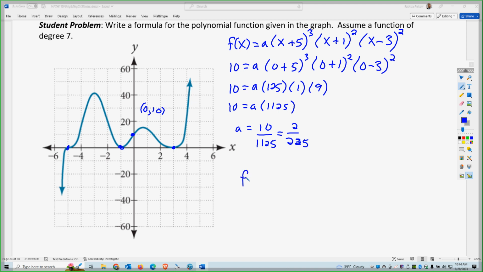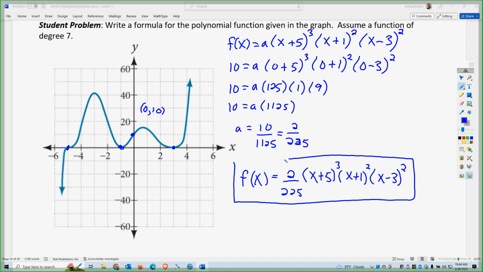So my function is actually 2 over 225, x plus 5 to the third, x plus 1 to the second, and x minus 3 to the second. So there's my function. If you multiply it all out, what would you get? You get f of x equals 2 over 225 x to the, let's see, 4, 5, 6, 7, and there'd be other terms afterwards, but they don't really matter, right?